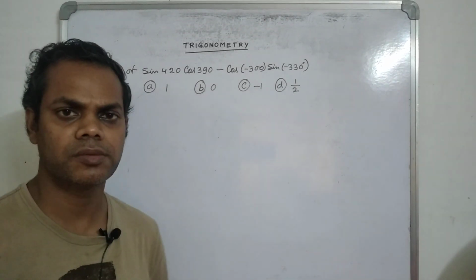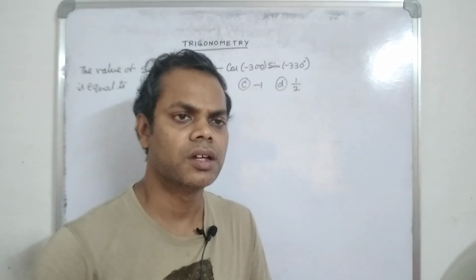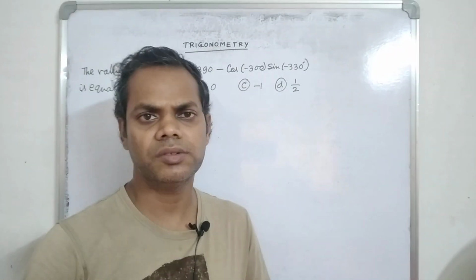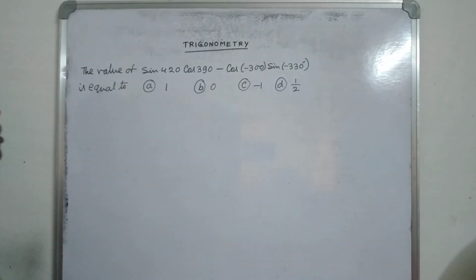Well students, the topic of the video is trigonometry. In this video we discuss sums in trigonometry. In the last videos on this topic we discussed MCQ sums in trigonometry. There is another sum. Find the value of sin 420 cos 390 minus cos(-300) sin(-330).